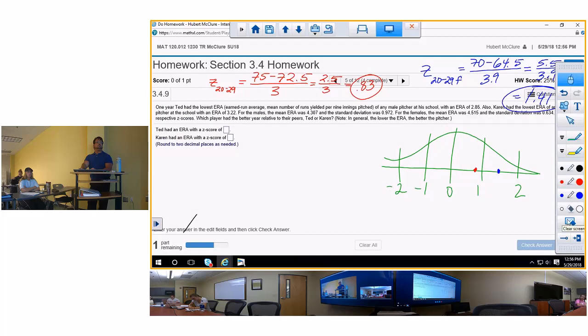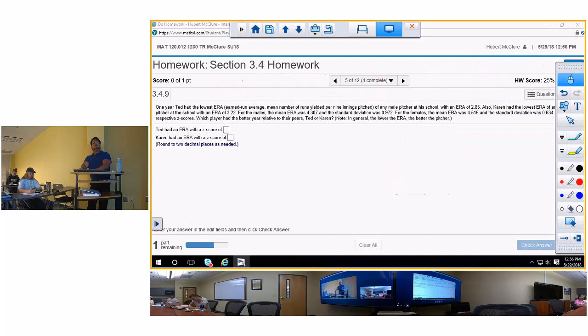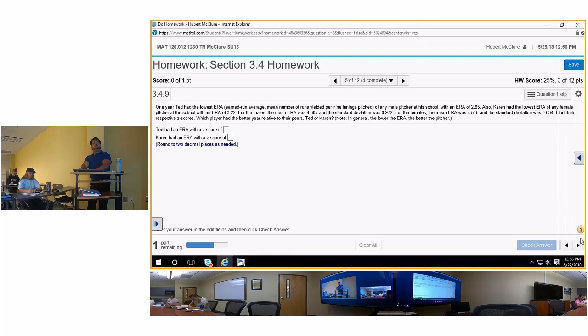And we're going to do two more of these because these are the ones that everybody screws up on. Okay, so I always do at least 3 or 4, so you can just get used to it. One year, Ted has the lowest ERA of any pitcher in his school with an ERA of 2.85. Also, Karen had the lowest ERA of any female pitcher at school with an ERA of 3.22.